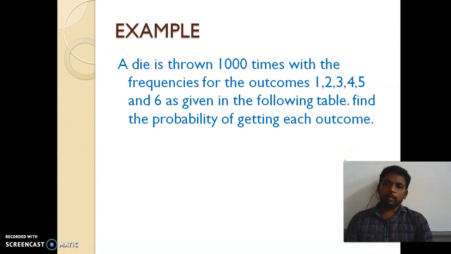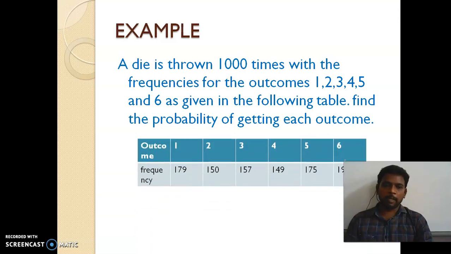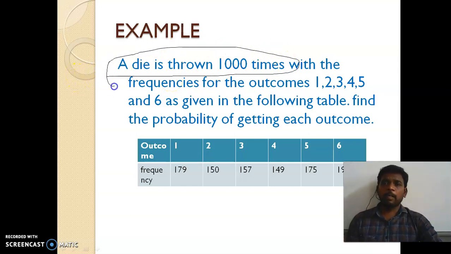Look at the next example. A die is thrown 1000 times, with the frequencies for the outcomes 1, 2, 3, 4, 5 and 6 as given in the following table. Find the probability of getting each outcome. That is the question. Here in the table the outcomes are the numbers 1 to 6. Actually the die is thrown 1000 times, so that is the experiment here. Now what about events? Find the probability of getting each outcome. So they are the events: 1, 2, 3, 4, 5, 6.